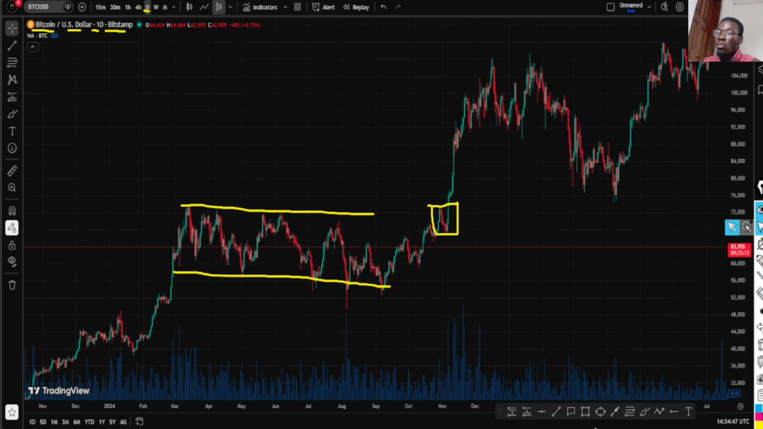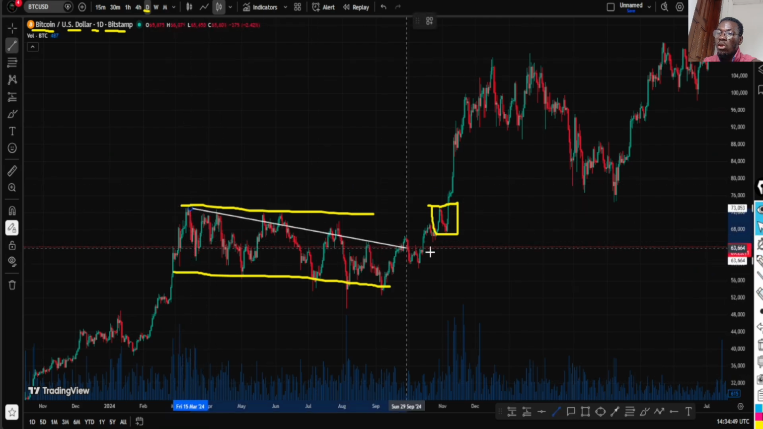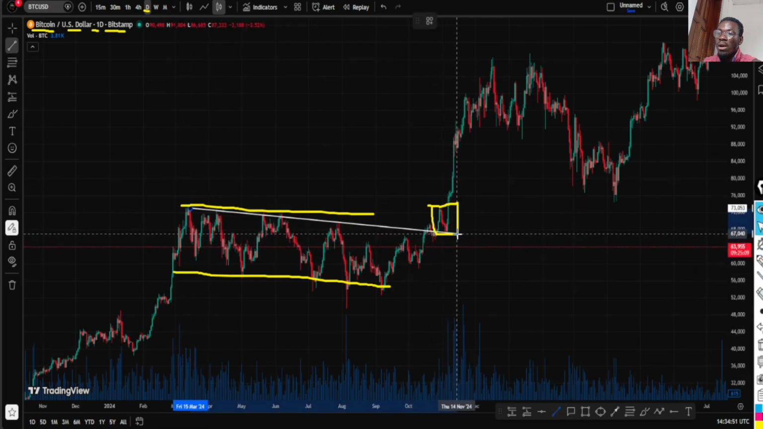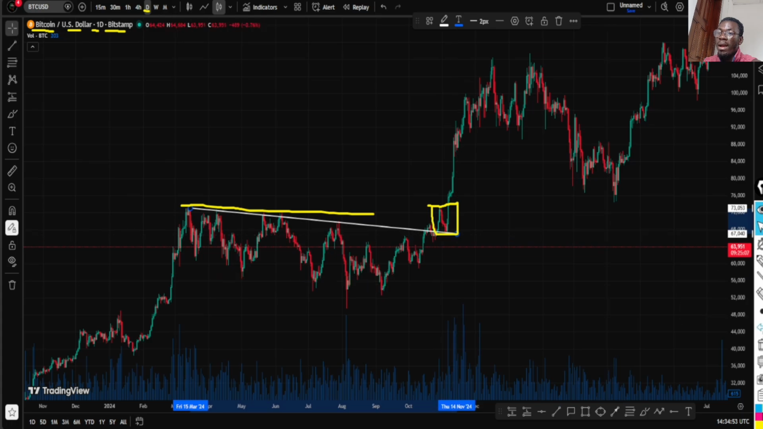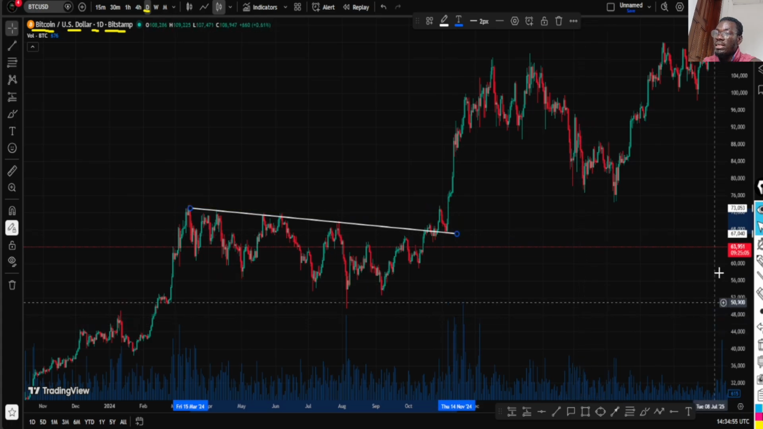Now let me show you something. We were trapped in this channel around this place. That is when price was consolidating, and you can see the same thing. Anytime there's a massive push, it shows on the volume indicator. Now look at this area here. There was no movement on the volume indicator, and there's no movement with price.